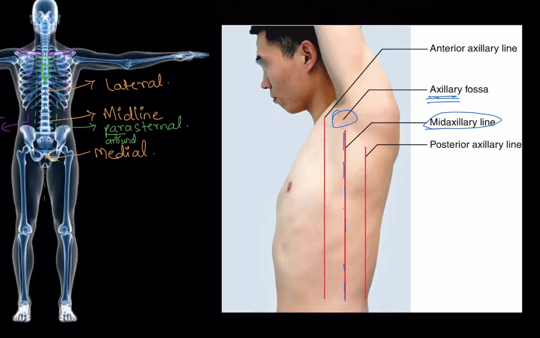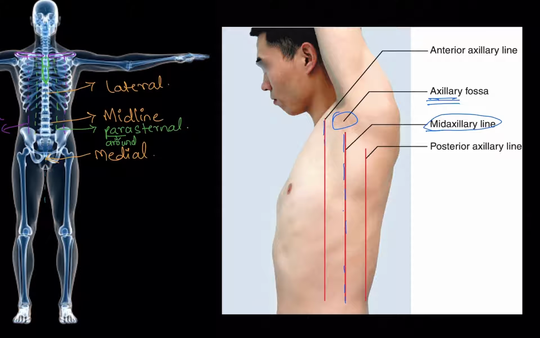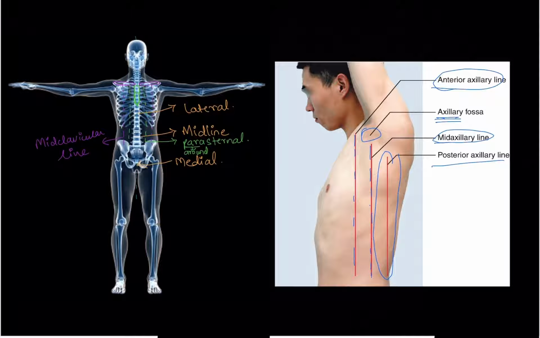If I draw something at the front of the mid axillary line or anterior to it, we call it the anterior axillary line. If I draw something at the back of the mid axillary line, we call it the posterior axillary line. Okay, so this was the basics of what is medial, lateral, where is the midline, how is the midline important, and a few more lines which are important to know how the organs are located.